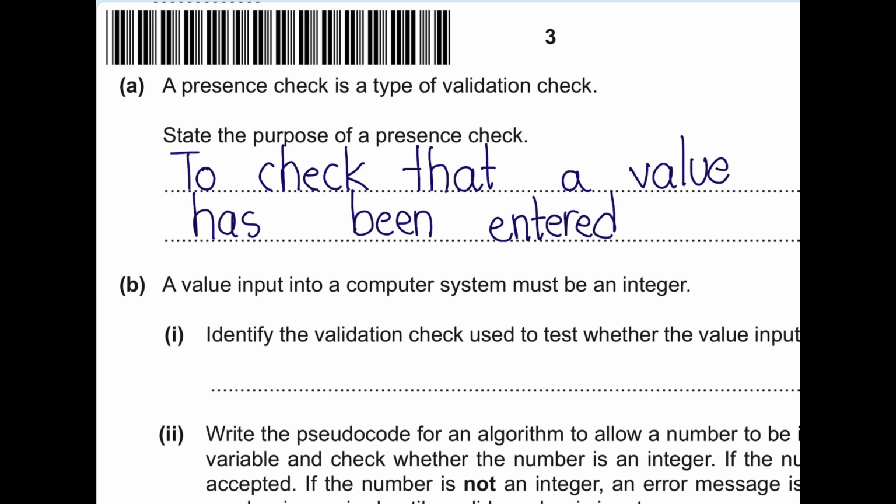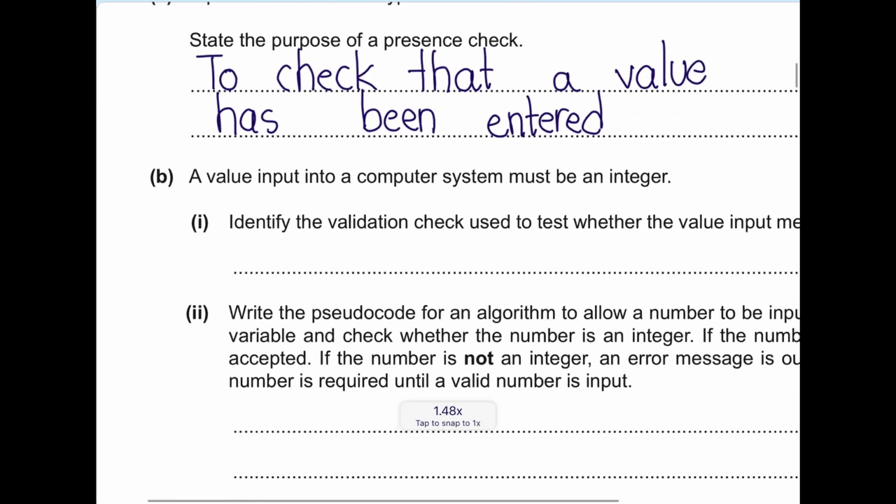and this basically means that you have to input some data there. That is basically a presence check. That means a data item has to be there. It cannot be submitted, or the data cannot be processed without that data item. That's why we have presence check.